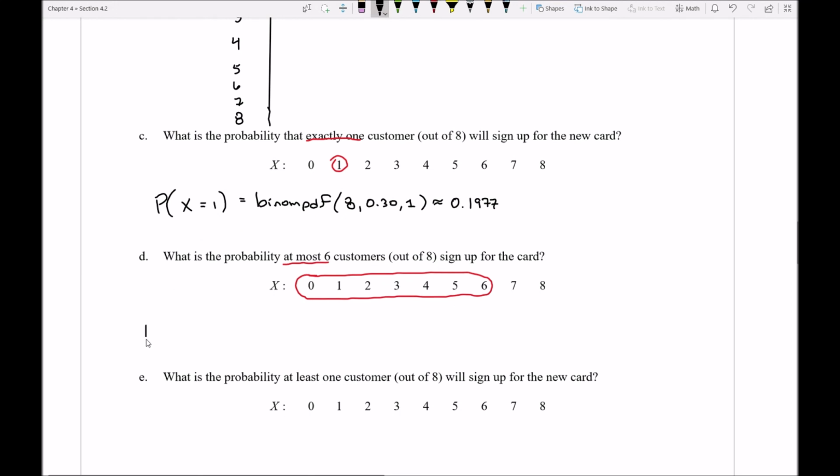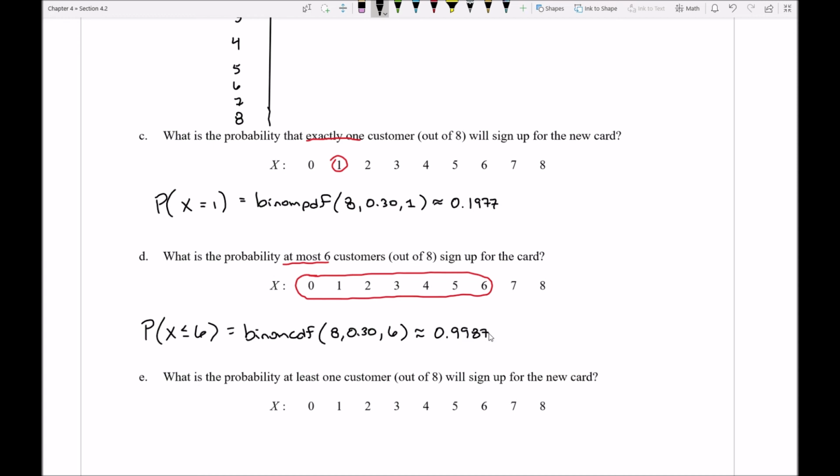And of course, I can write that in probability notation as I want X to be less than or equal to 6. And I know I can easily grab this with a binom CDF, where I have 8 customers, 30% chance of success, and I want to stop at the value of 6. If I type all this into the calculator, you could double check me, but I get the answer of 0.9987.